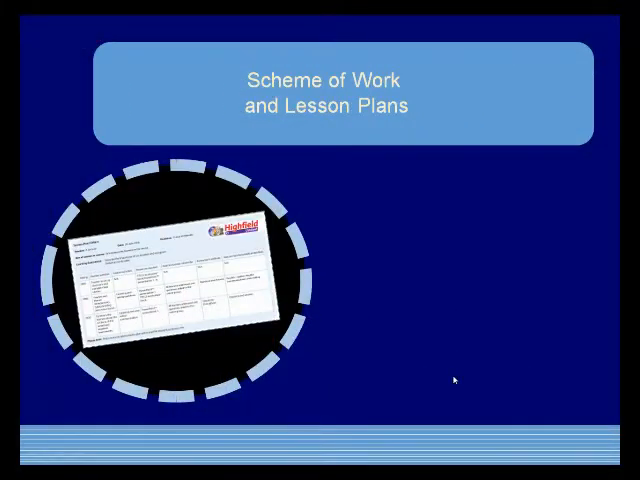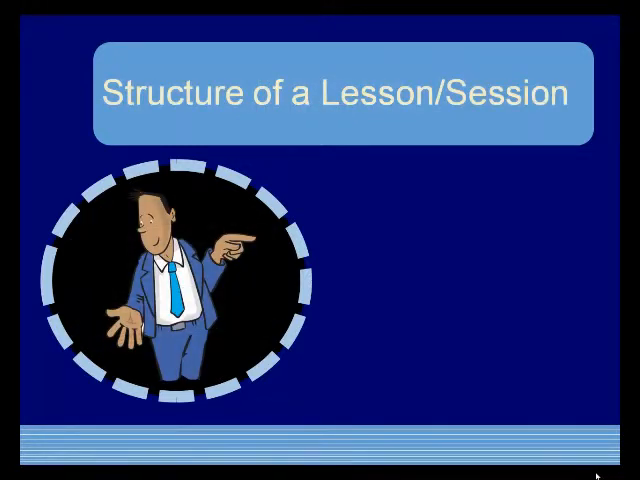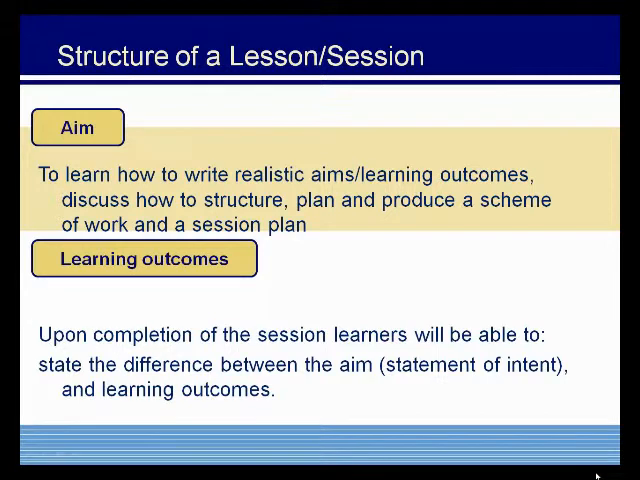Okay, scheme of work and lesson plans. Structure of a lesson or session. The aim of this is to learn how to write realistic aims and learning outcomes, and discuss how to structure, plan and produce a scheme of work and a session plan.